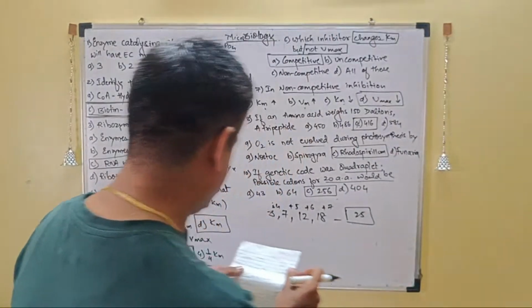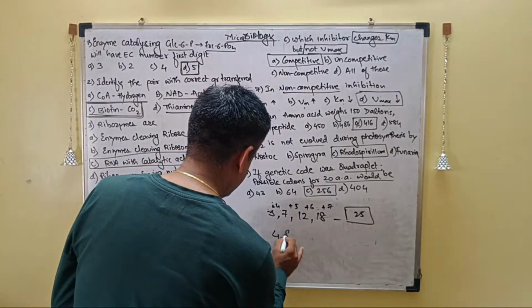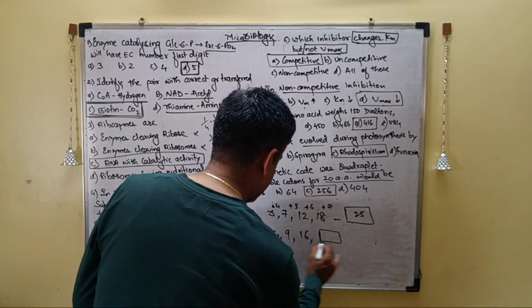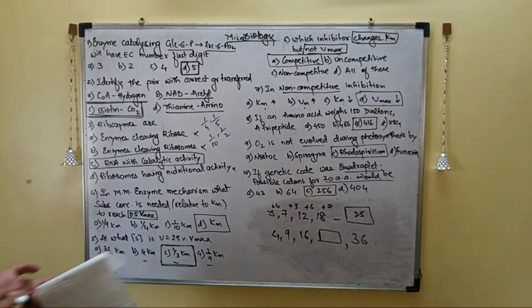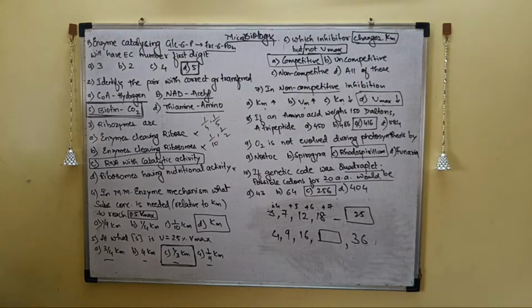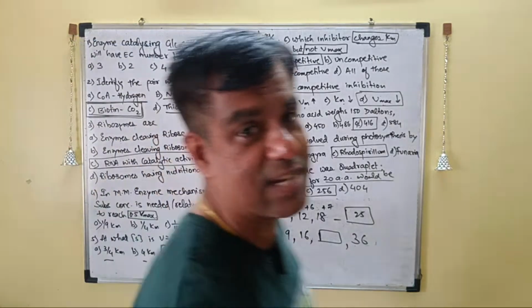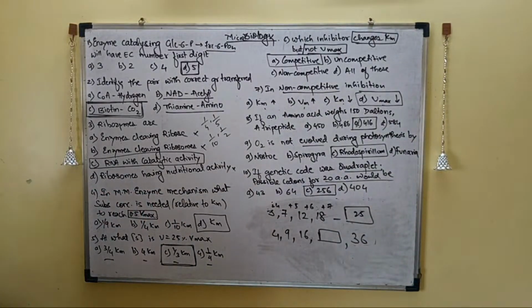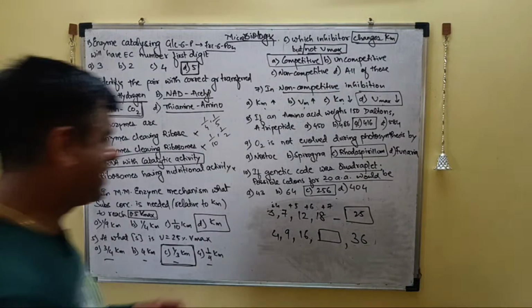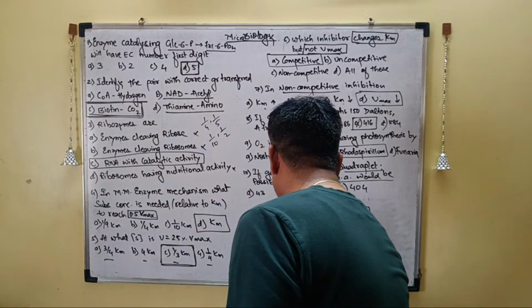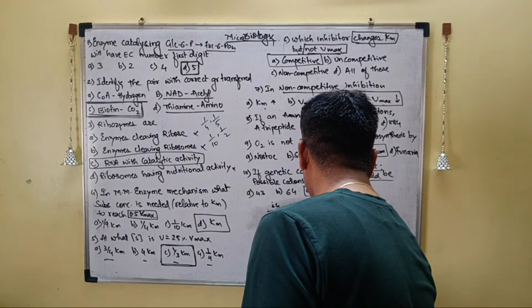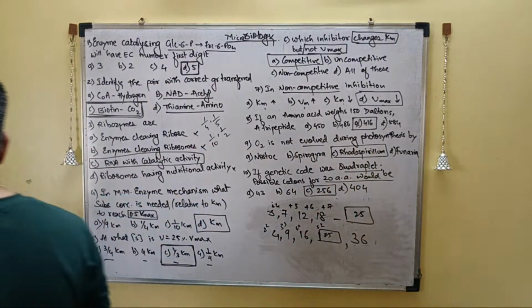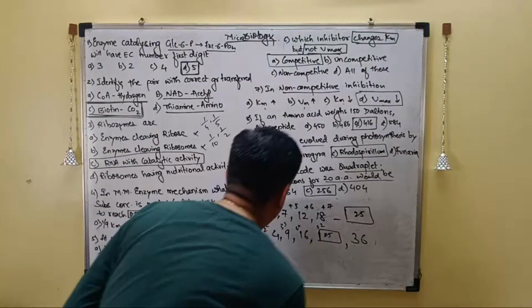Great. One more out there. You have 4, 9, 16, dash, and 36. Very simple. Oh yes, it is again 25 because it is 2 square, this is 3 square, this is 4 square, this will be 5 square. So that is 25. Great. So 25 again.